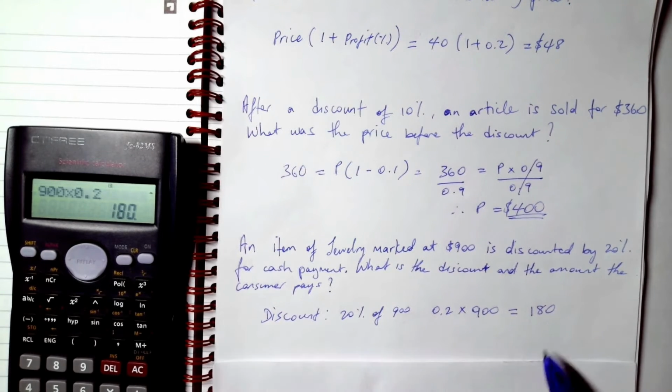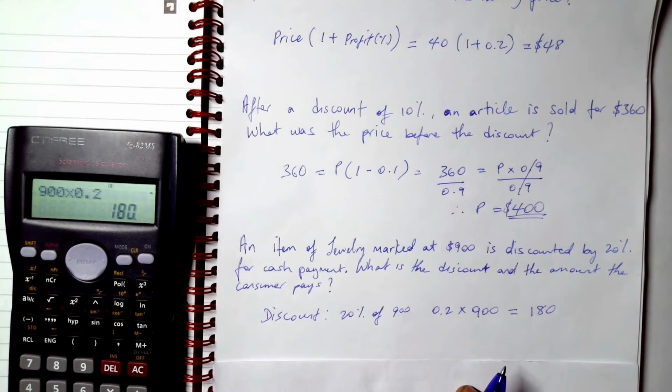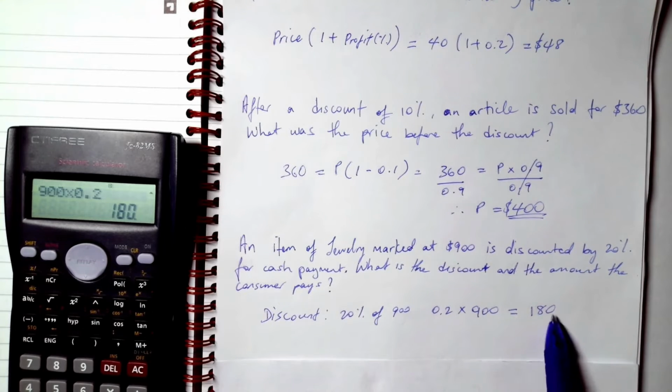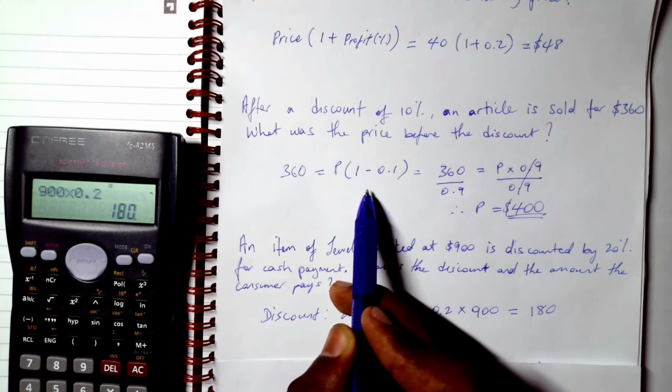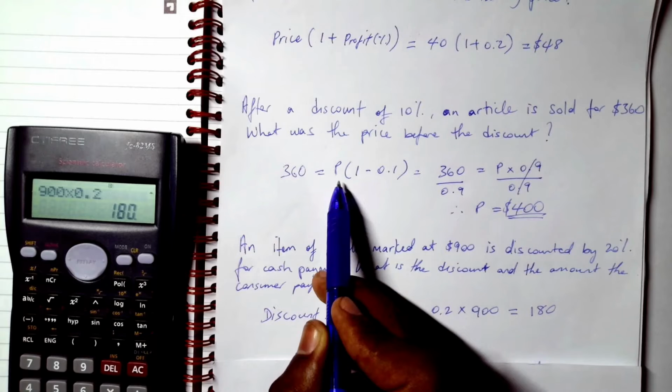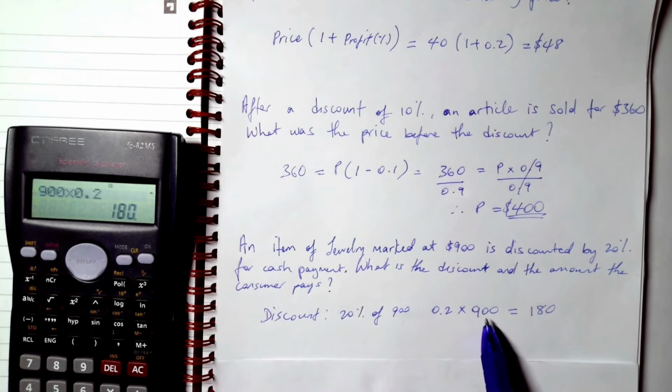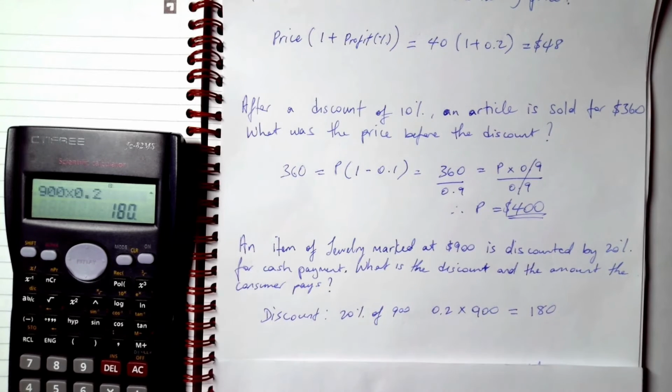All right. So the amount the consumer has to pay can be found in two ways. We subtract the discount from the 900, or we resort to our formula here. In this case, we know what P is. P would be 900. So to find the amount that the person will actually pay, we'd say 900 multiplied by 1 minus the 20%.